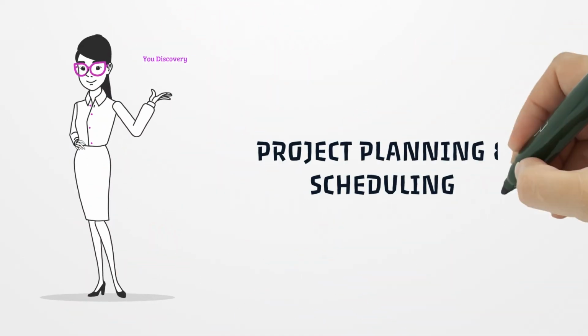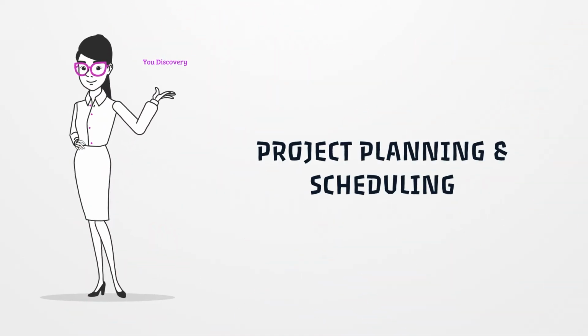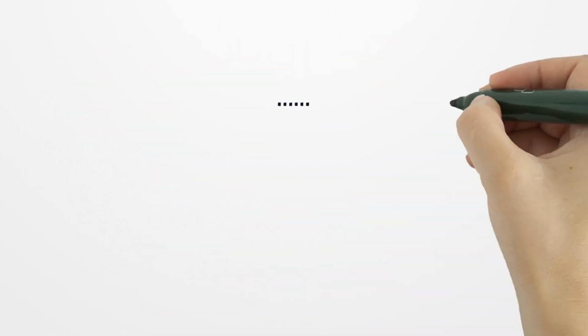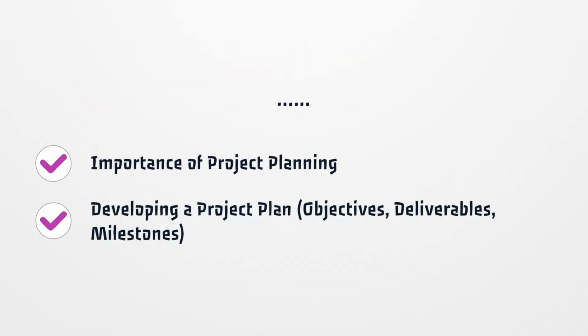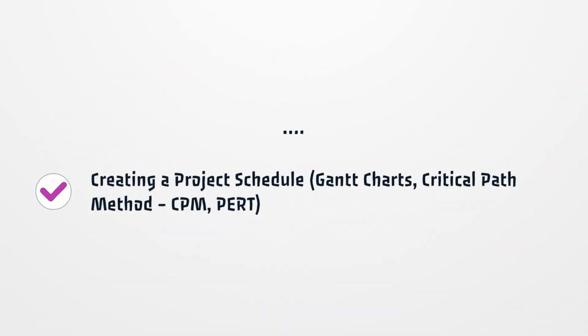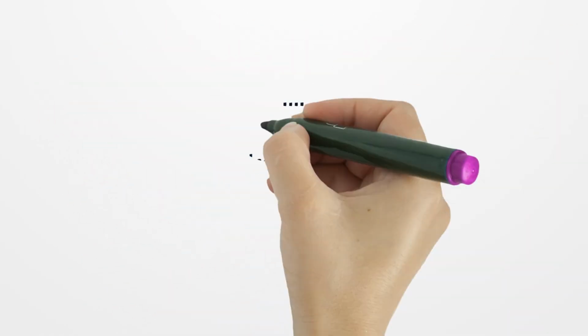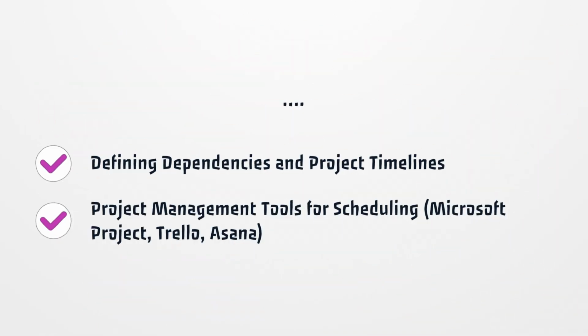We looked at the importance of project planning. Developing a project plan, objectives, deliverables, milestones. Creating a project schedule, Gantt charts, critical path method, CPM, PERT. Defining dependencies and project timelines. Project management tools for scheduling: Microsoft Project, Trello, Asana.